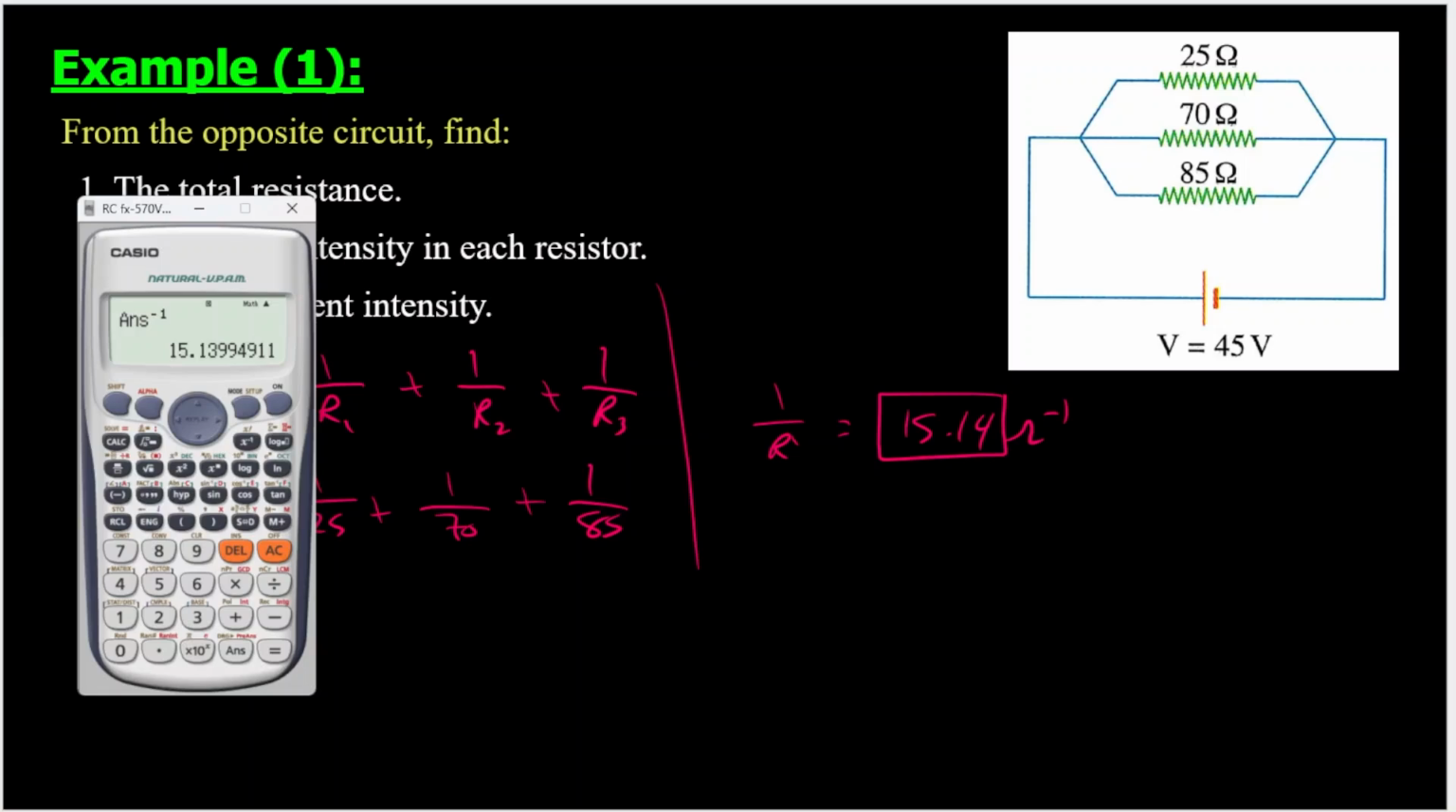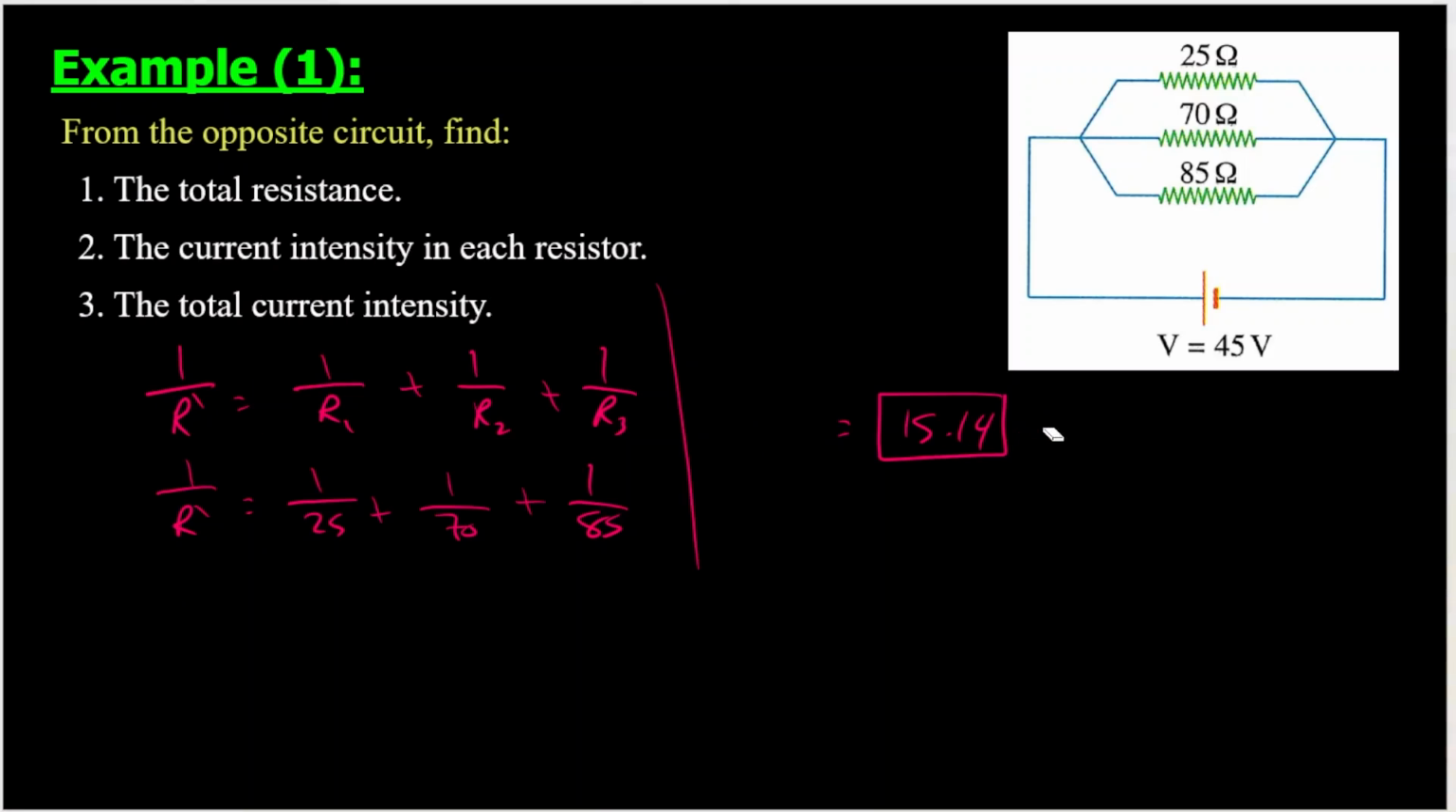Right? This is the final answer, by the way. So this is after I reverse it. So this is not ohm to the power 1, it's R equivalent, and this is the total resistance.